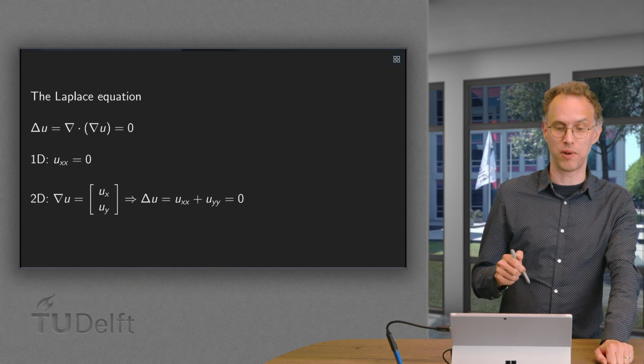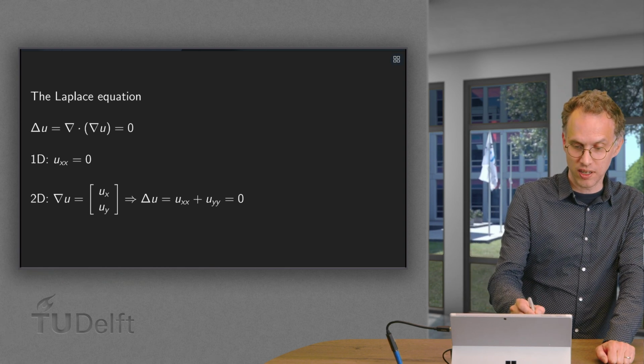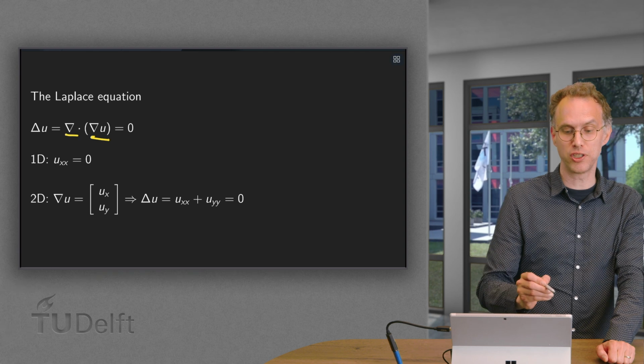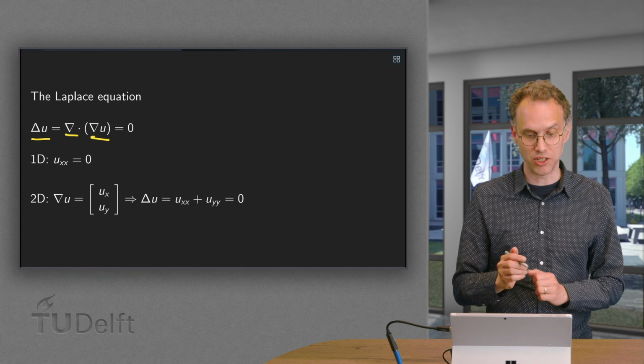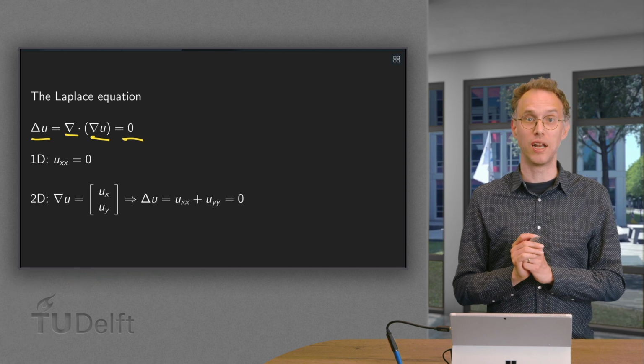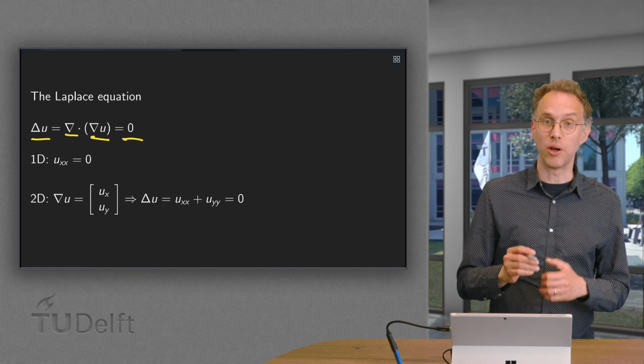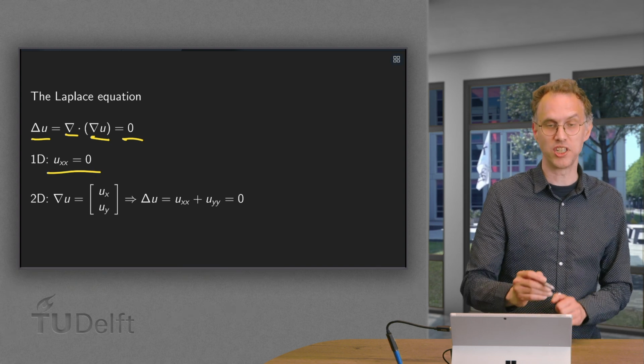So what is a Laplace equation? We take the gradient of u and then its divergence, denoted as delta u, and we set this to 0. That is what the Laplace equation is. So in 1D, that's easy, that's just u_x equals 0.